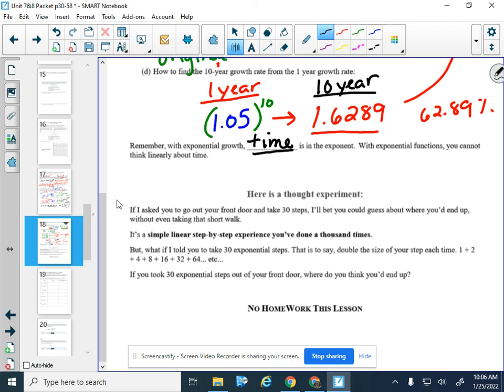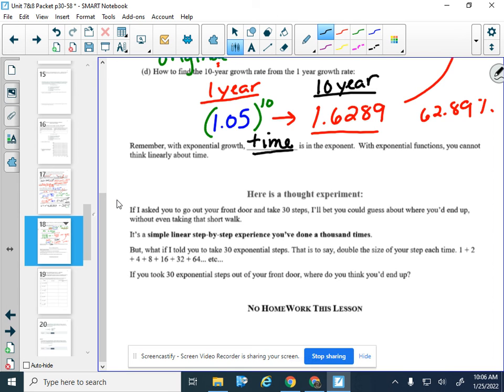But what if I told you to take 30 exponential steps? As in, your first step is 1 step. Your second step doubles in size. So your second step is the size of 2 steps. 4 steps, 8, 16, 32, 64. So the question is, if you took 30 exponential steps out your front door, where do you think you'd end up?